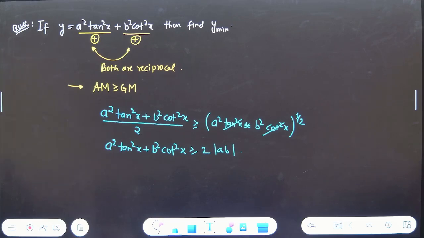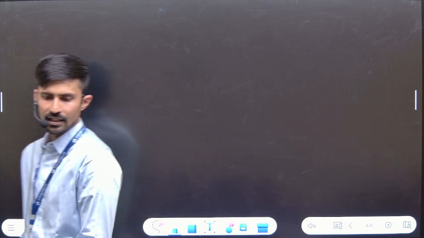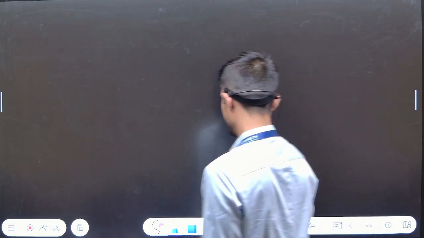So range will be 2ab to infinity. Write down next. Summation of trigonometric series whose angles are in AP.